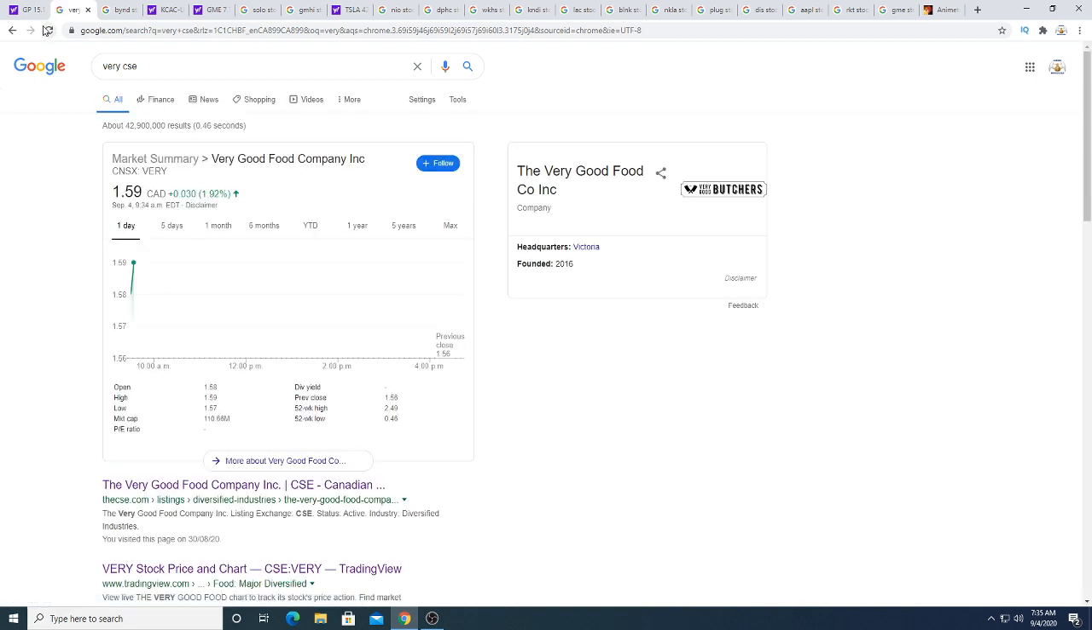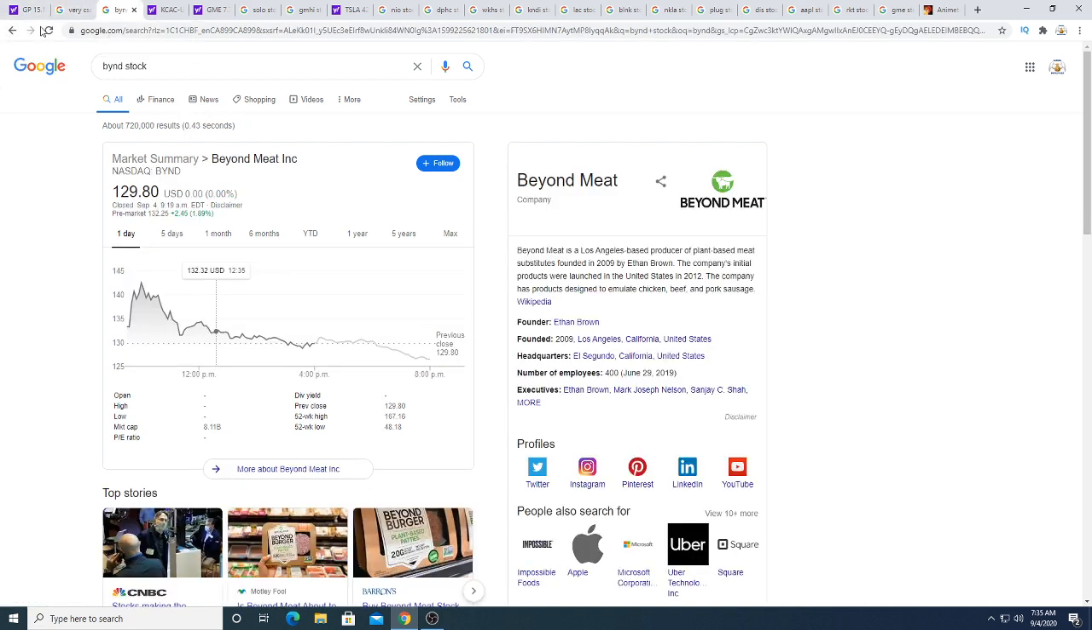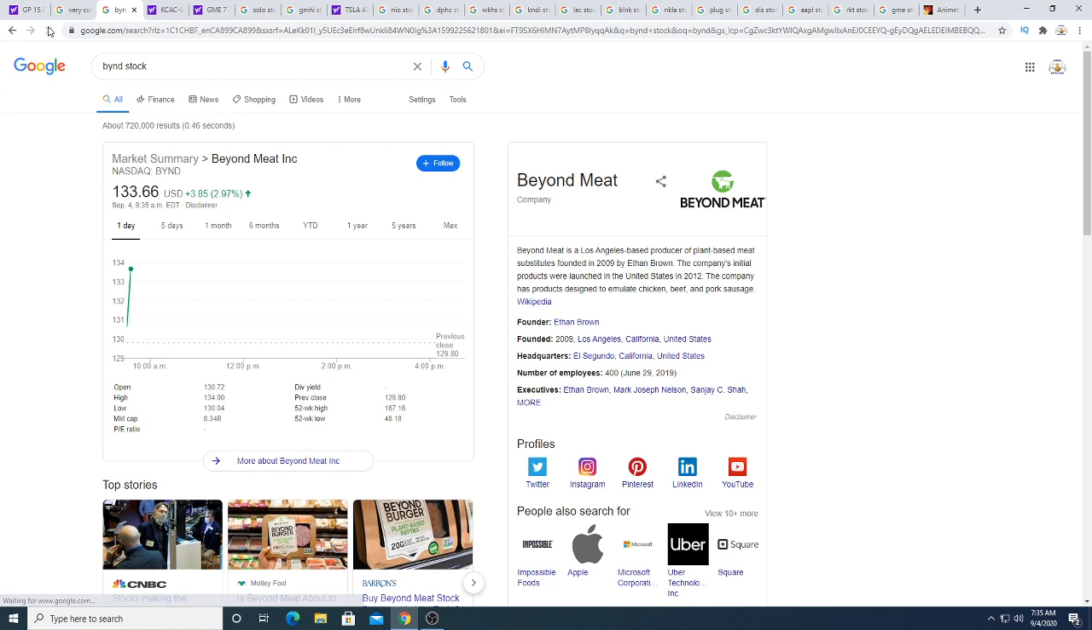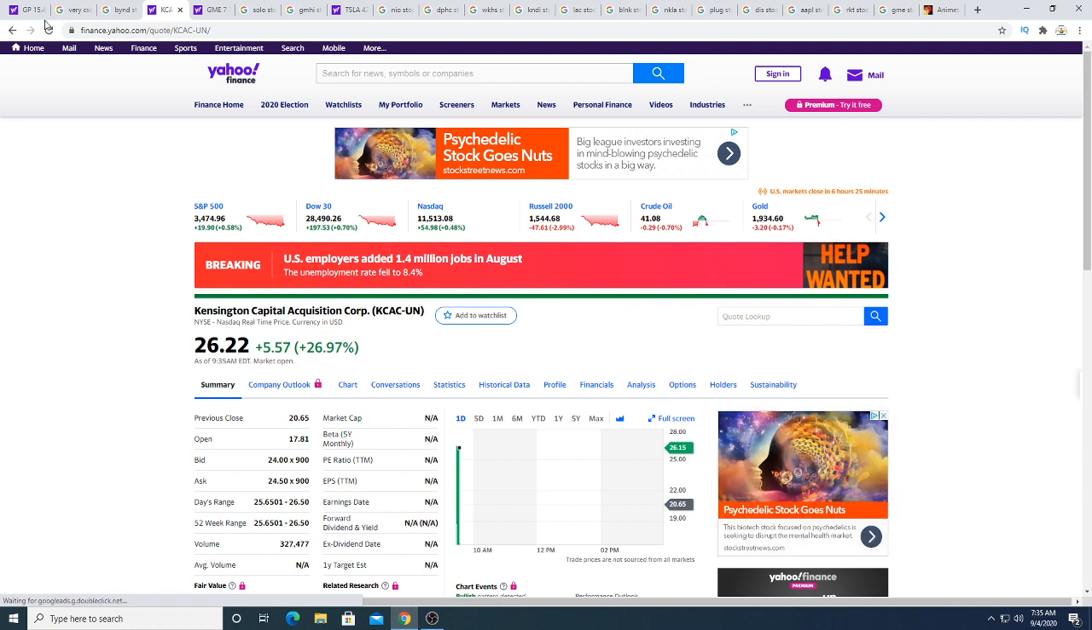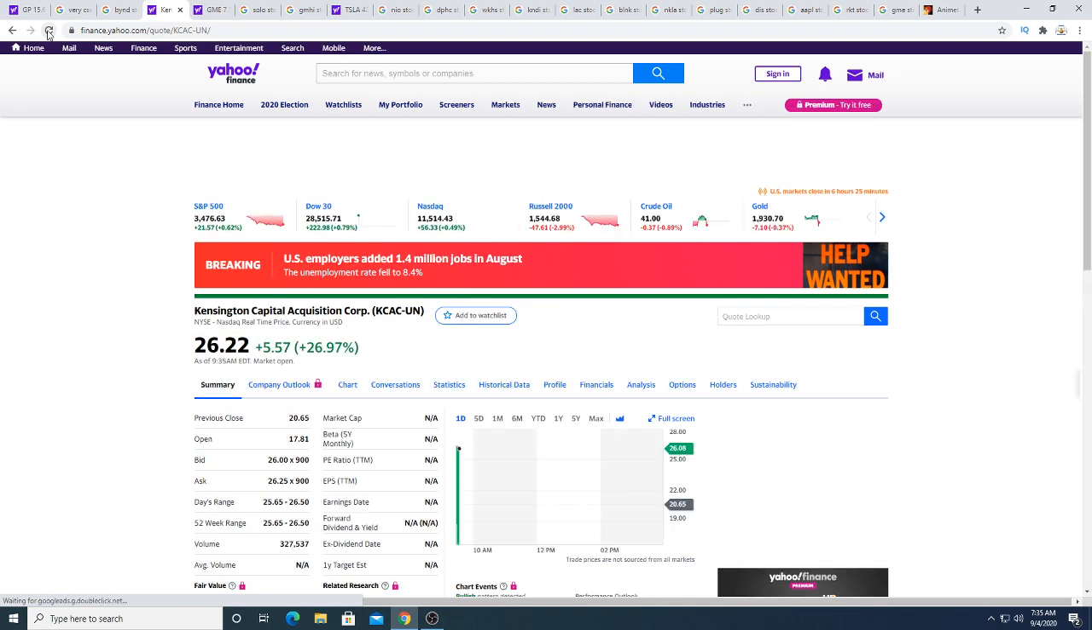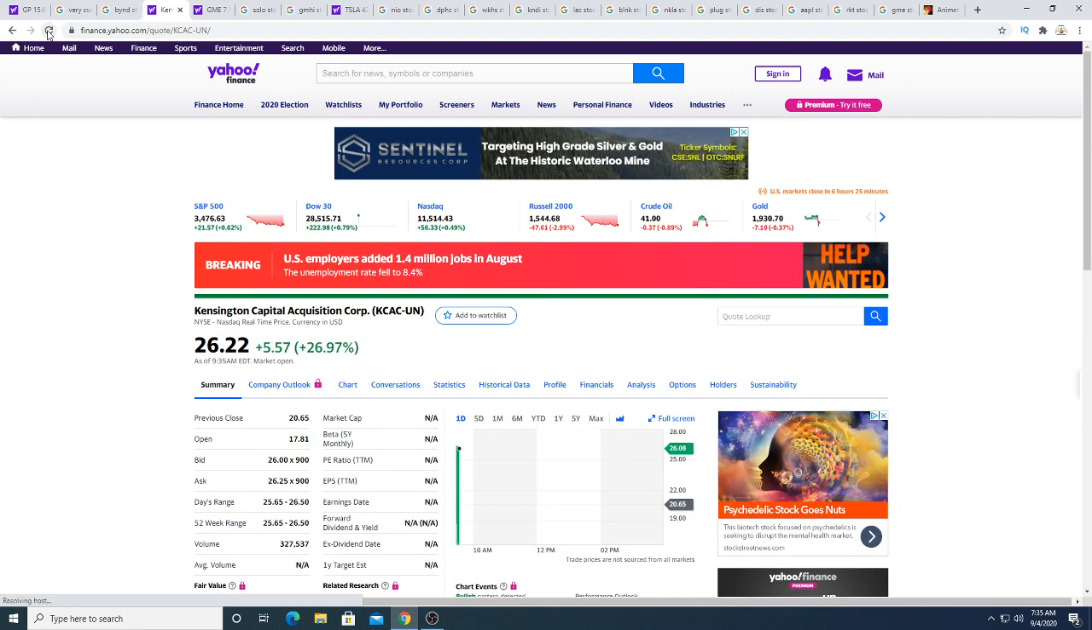Very good food company. So it's up 3 cents today. Not too much to say about that. Beyond Meat is up $3.85. Kensington Capital Quantum is up, wow, just $5.57. This company is hot. It just doesn't seem to want to stop running.